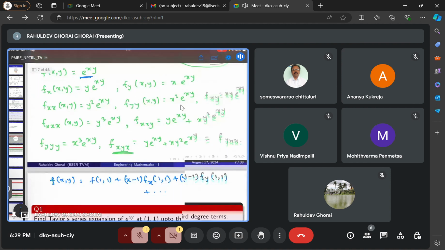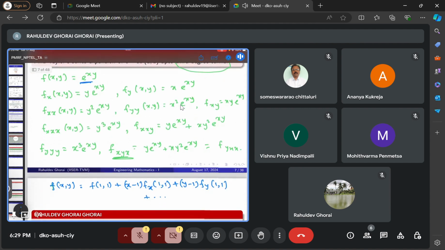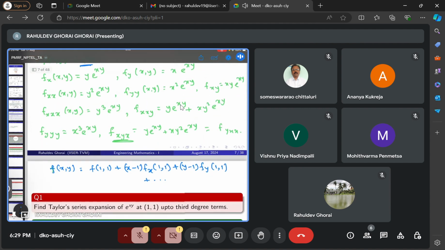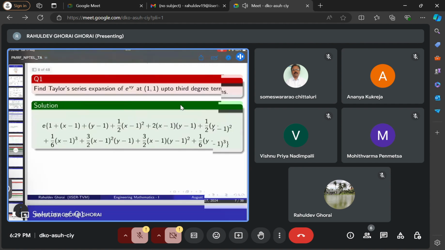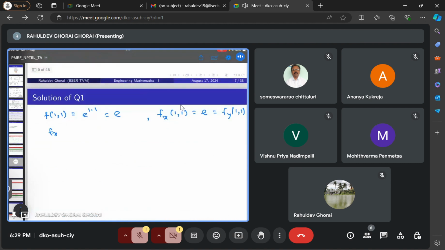But when you come to f_xy, f_xx, those will be also at 1, 1. Okay, right? So this is also e, only e. So f_xx at 1, 1 will be also e, equal to f_yy at 1, 1, equal to f_xy at 1, 1. All these things will be there.